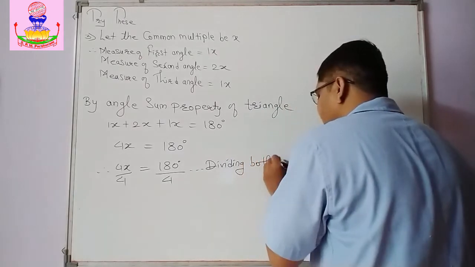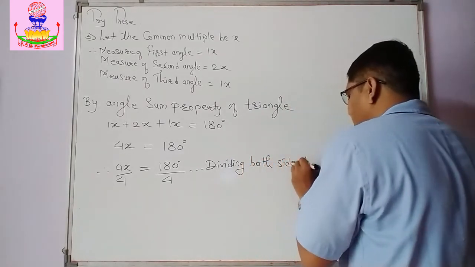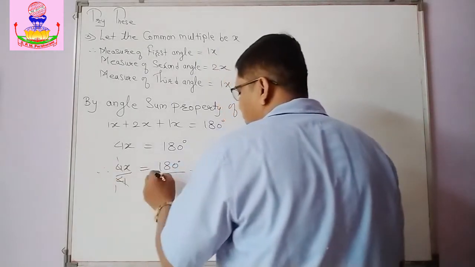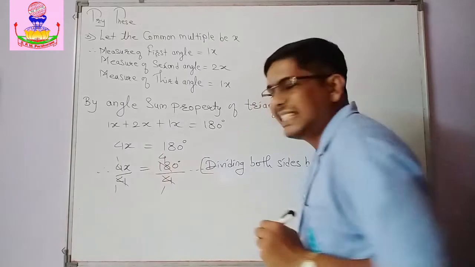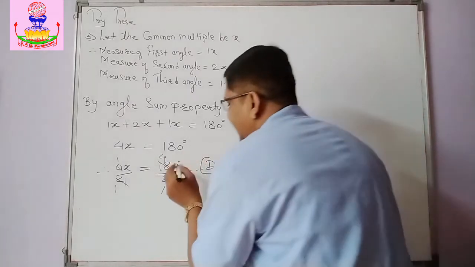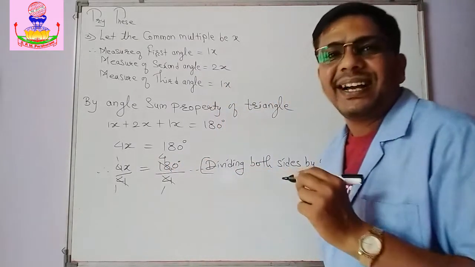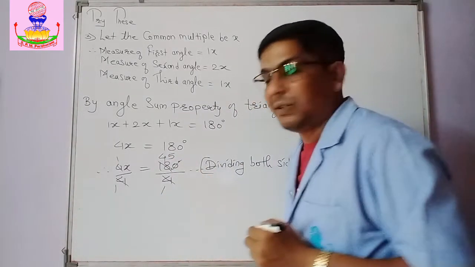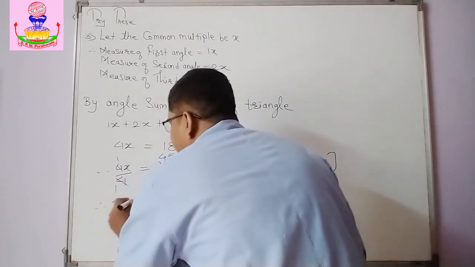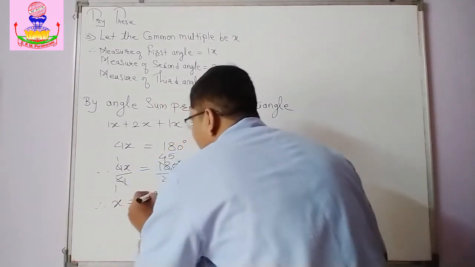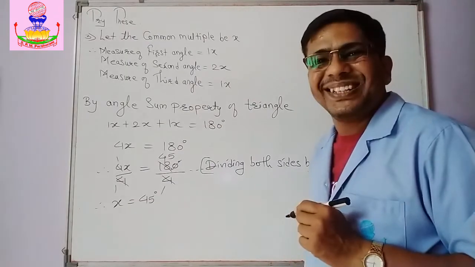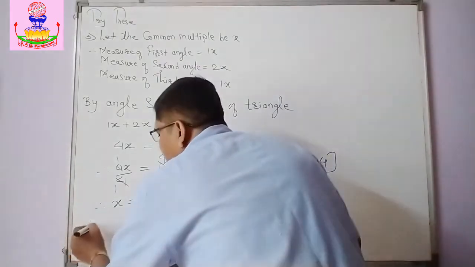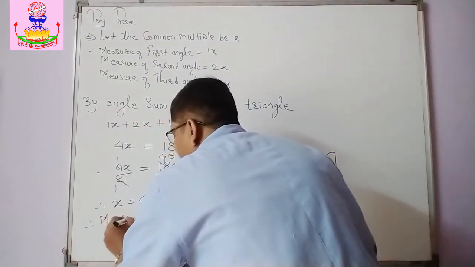So dividing both sides by 4. 4 ones are 4 here, 4 ones are 4, 4 fours are 16. 18 minus 16, yes, 2. So 20. How many is that? 4 fives are 20. Right? So 45. Therefore, x is equal to 45 degrees. So can we find the measures of the angles?